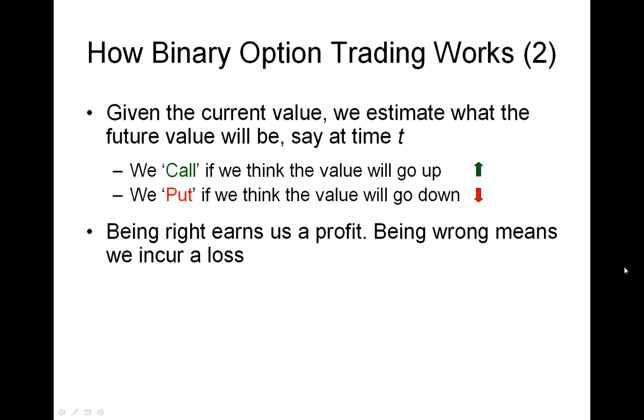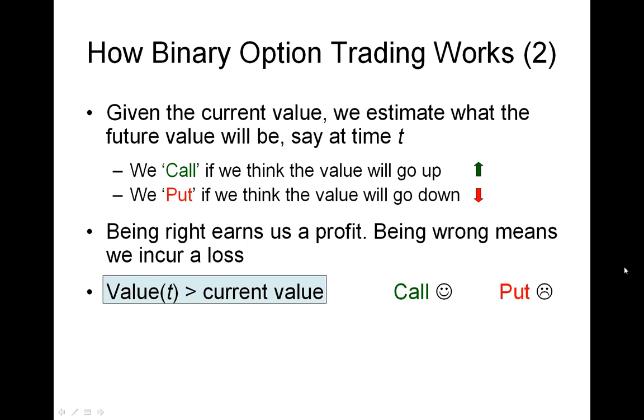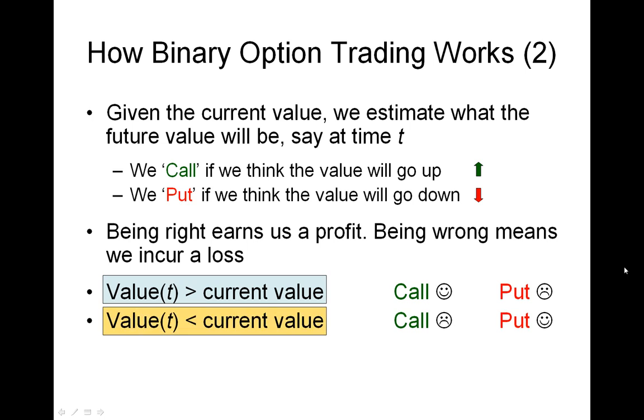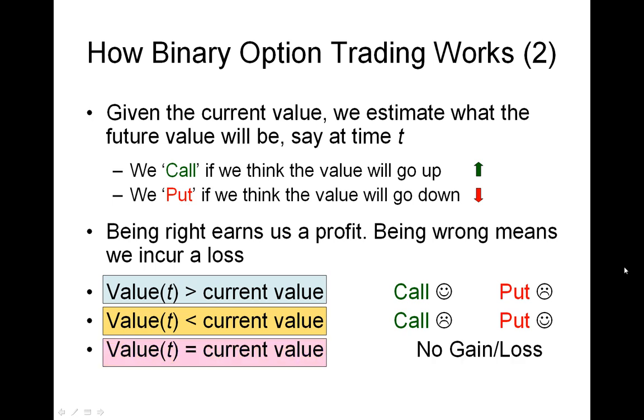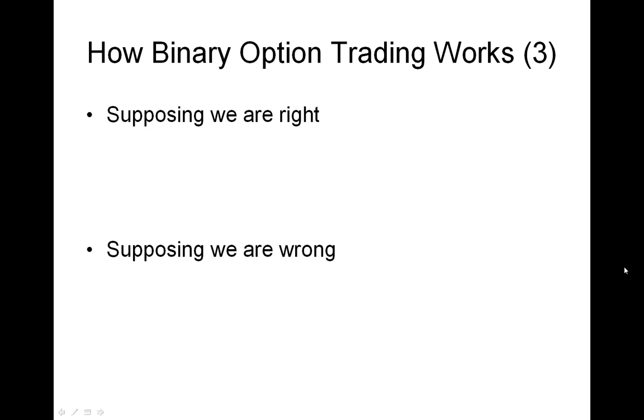On the other hand, we put if we think that the future value is actually going to go down. Being right means we earn a profit, but being wrong means we incur a loss. Therefore, if the future value is greater than the current value, and we had called, we're happy. But if we put, we're actually sad because we lost some money. On the other hand, if the future value is less than the current value, then the desirable outcomes are reversed. If the future value is exactly equal to the current value, that is, the value didn't go up or down, there is no gain or loss either way.